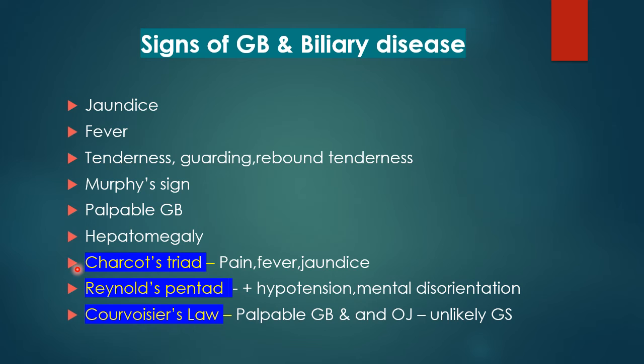The important group of syndromes which must be recognized: first, Charcot's triad, which is due to cholangitis and consists of three things: pain, fever, and jaundice. Then Reynolds pentad: Charcot's triad plus two other features, hypotension and mental disorientation, which are more severe forms of cholangitis leading to shock and sepsis.